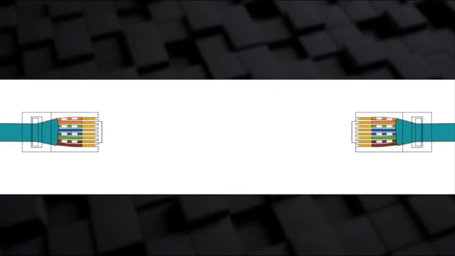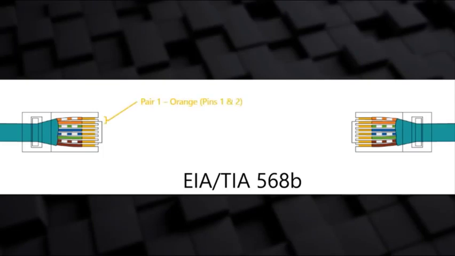Your cable has a connector at both ends. This is called an RJ45 connector. This is the part that you connect to your network card or switch port. This connector has 8 pins. These line up with the 8 wires inside the cable. The wires need to line up with the correct pins. That's why the wires are color-coded.